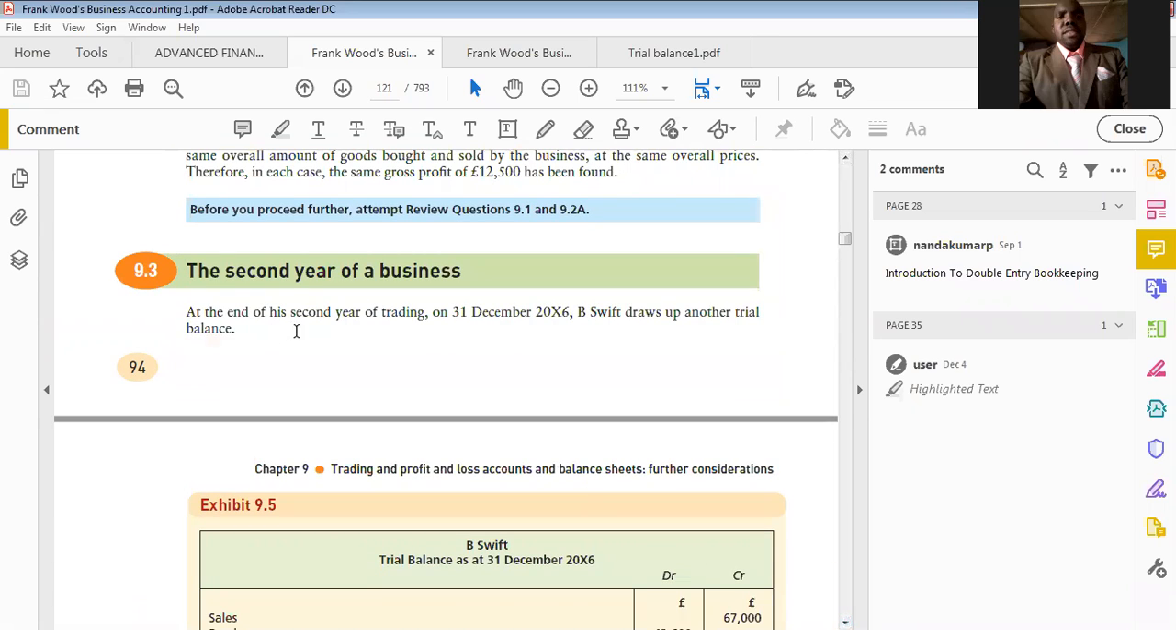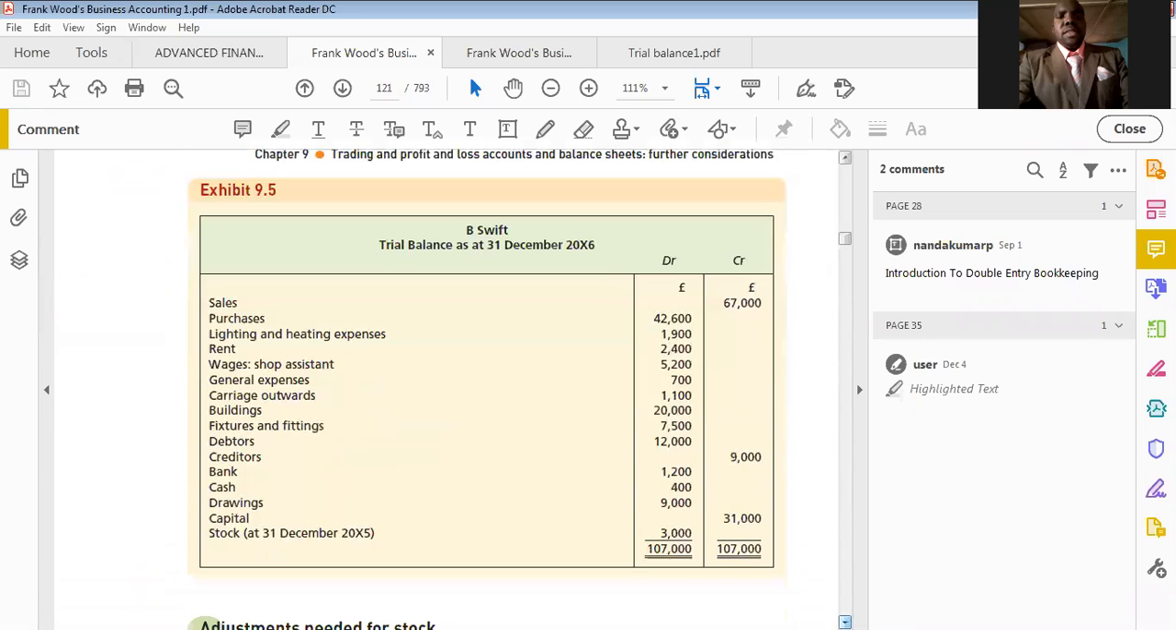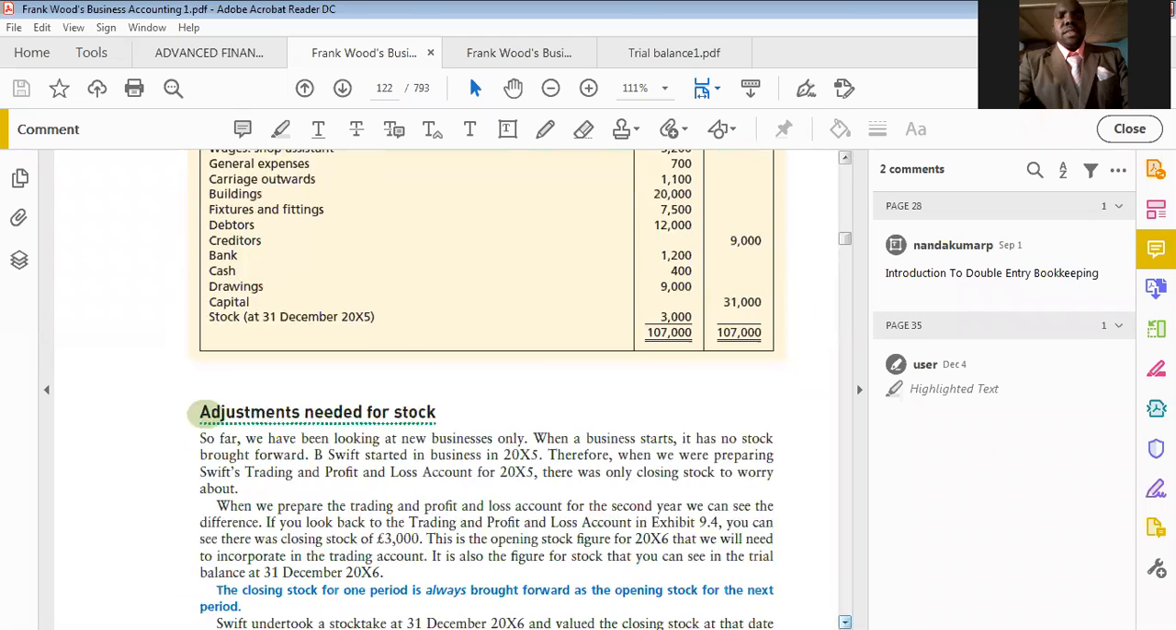Now, the second year of business. At the end of the second year of trading, on December 2006, B-Swift draws up another trial balance. All right? See it here? Only this time, there is a stock at the end of December 2005 for 3,000. I think we went through this last class, right?